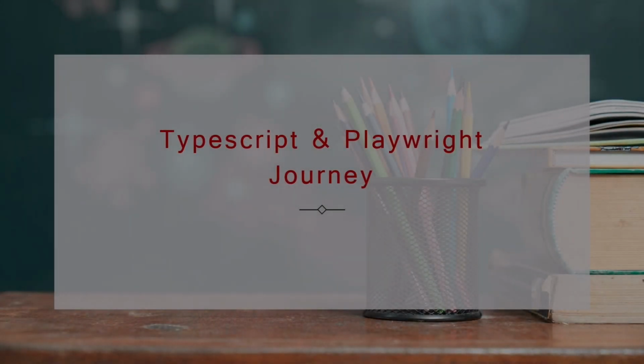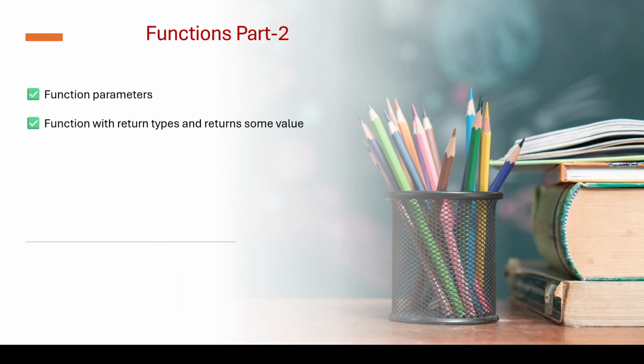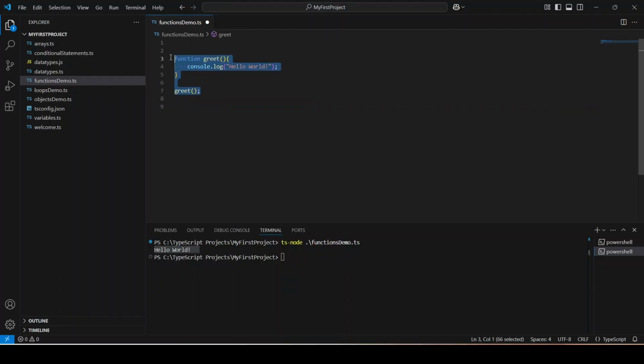In the previous video, we learned what functions are and how to create a basic function. In this video, we will learn about a function which accepts some parameters and how to define a function which returns some values also. First, we will see functions with parameters. Go to your Visual Studio Code and just comment the calling line of the greet function.